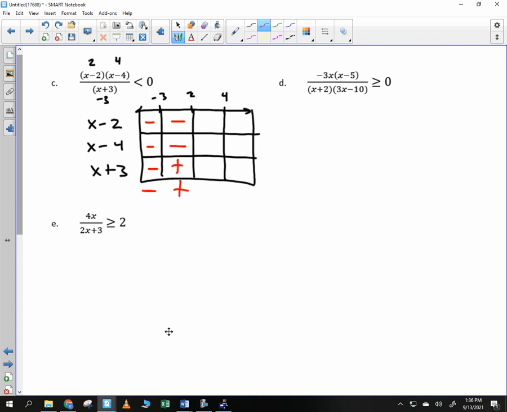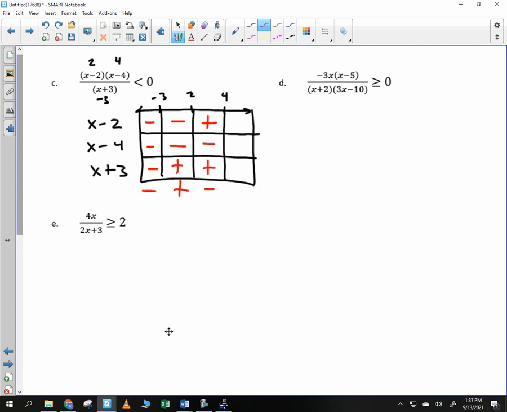Olivia, a number between 2 and 4. 3. 3 minus 2, 3 minus 4, and 3 plus 3. 2 positives, 1 negative. I'm not understanding how you're getting the negatives and the positives. On the bottom? Yeah, if you were to multiply a positive and a negative.